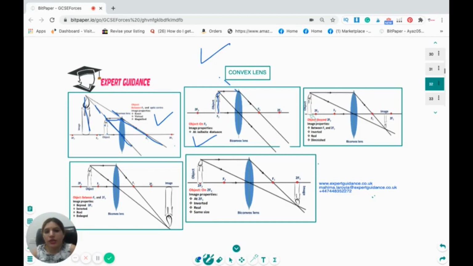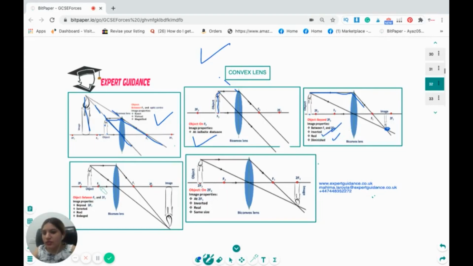If you put an object beyond the 2F, then one ray will go towards the center, refract at the focus, and the second will go through the center. You will see they will meet between F and 2F on the other side of the lens. So you will get an inverted, real, and diminished image.